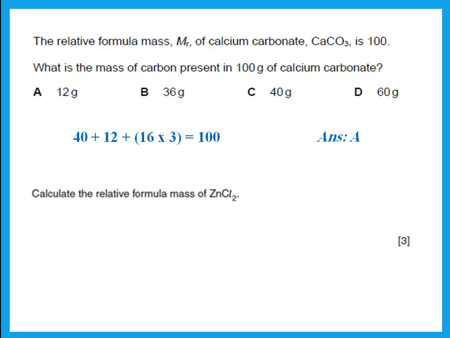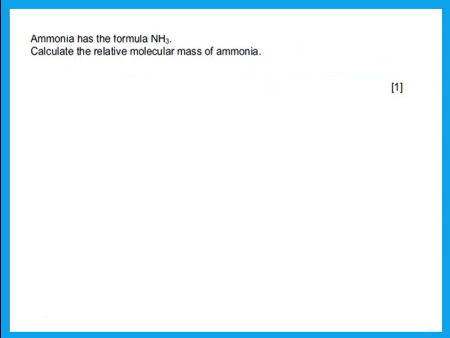Here, this is a straightforward question. He's saying calculate the relative formula mass of zinc chloride. Again, look at the periodic table. What is the big number for zinc? The zinc is 65 and I have 1 zinc, plus chlorine has a mass of 35.5. Do we understand how to get that from the periodic table? The big number, the mass number, multiplied by 2, the total is 136.